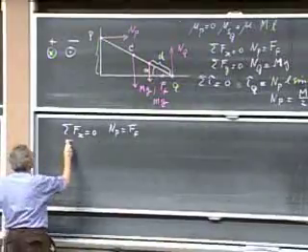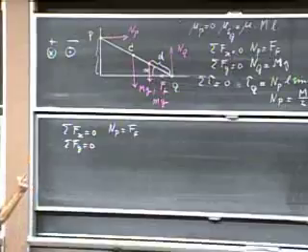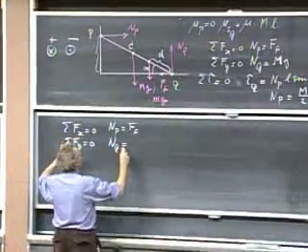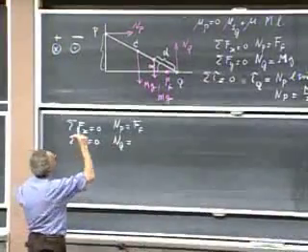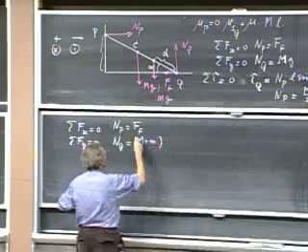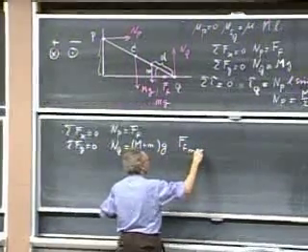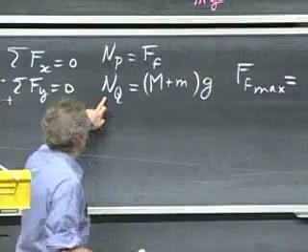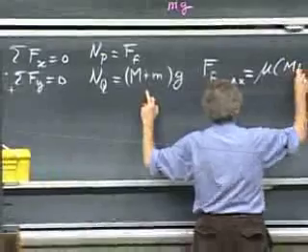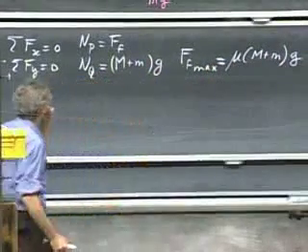Now the sum of all forces in the y direction has to be 0. Now there is a change. So now we have that N of Q must become larger, must be equal to capital M plus little m times g. So the maximum friction, which is mu times N of Q, now becomes mu times capital M plus little m times g. So the maximum friction goes up.